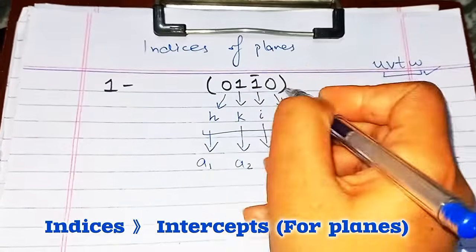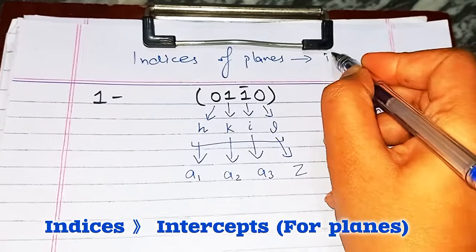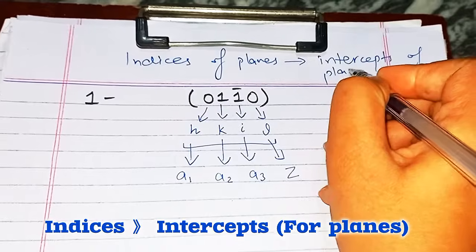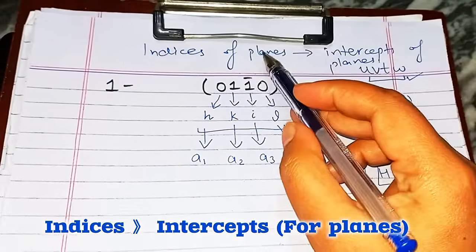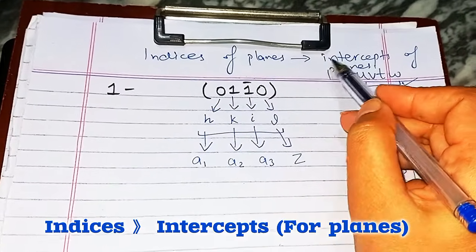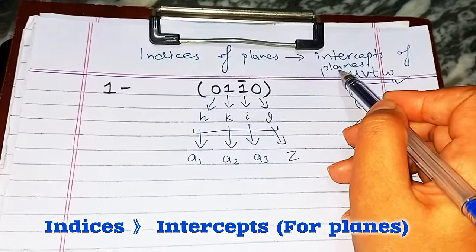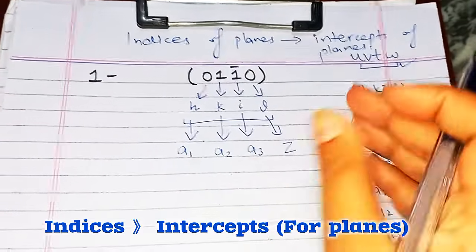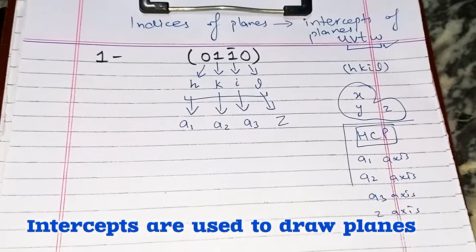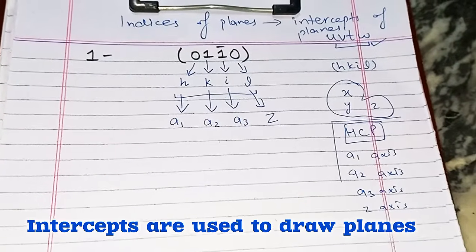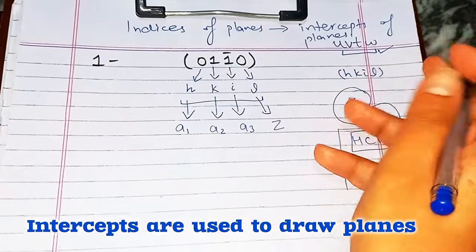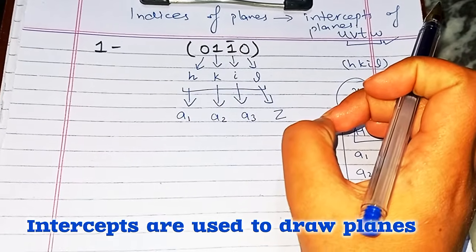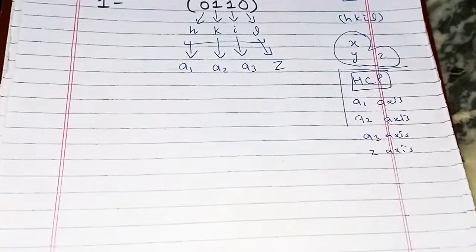The indices of the plane that we are given carry information about the intercepts of the plane. They help us know what intercepts the plane makes with these four axis lines, and those intercepts are used to actually draw the plane inside a hexagonal unit cell. Intercepts are the points where the plane touches the axis lines. I'll make it clear while drawing it.